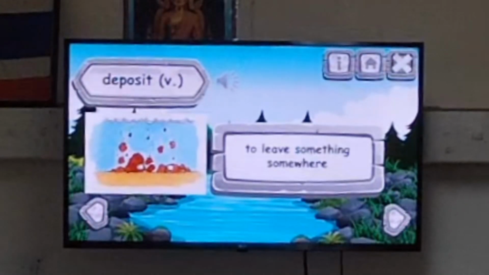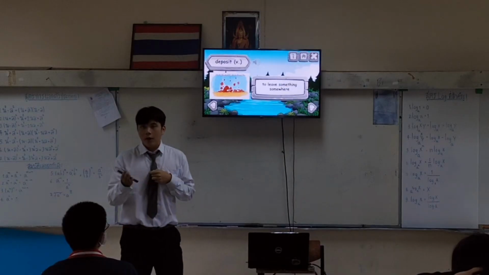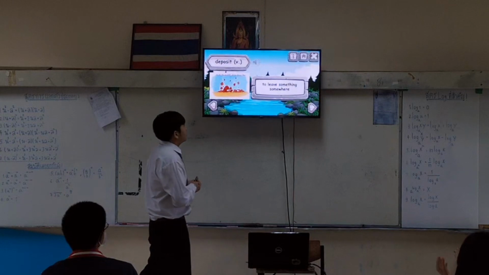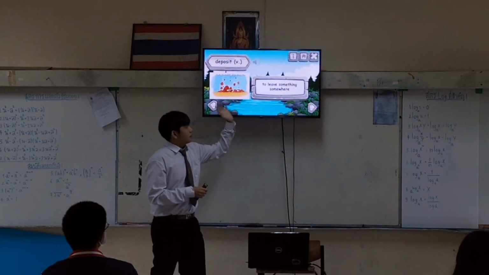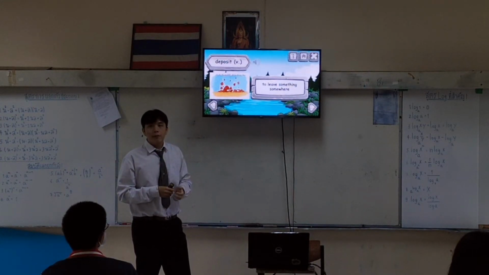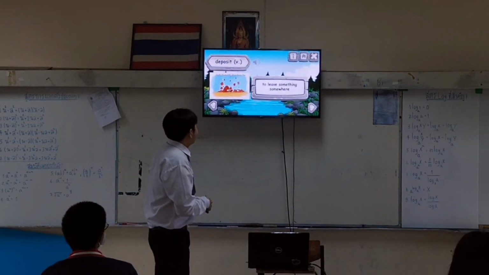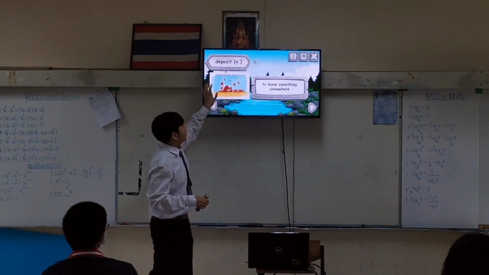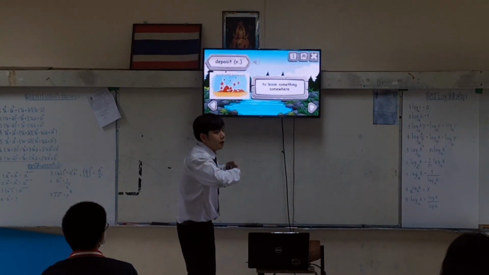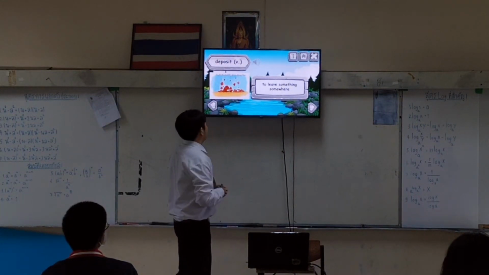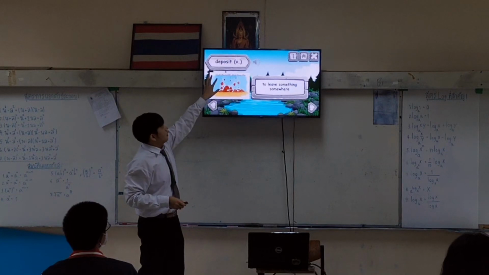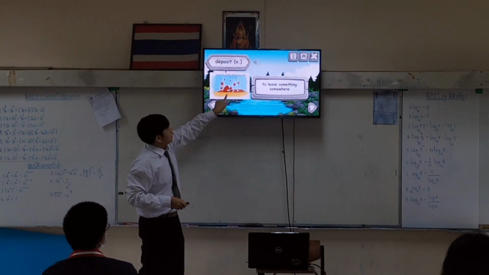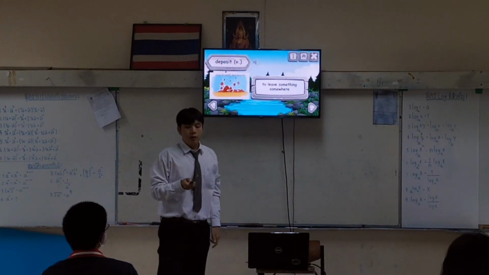Deposit. Deposit. Okay, your turn. Okay. Deposit is when something is put down somewhere. Like when you deposit something, it means you lift it up and put it down. Like you see in the picture, the rocks are deposited from somewhere and fall down to the layers.